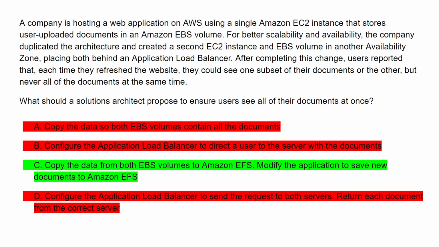C is indeed the right solution because the question is assuming that the two instances don't have the same data, so that when a request is sent over to one server, it returns only the data on the EBS attached to it. So using one single storage to host all documents will resolve the problem.